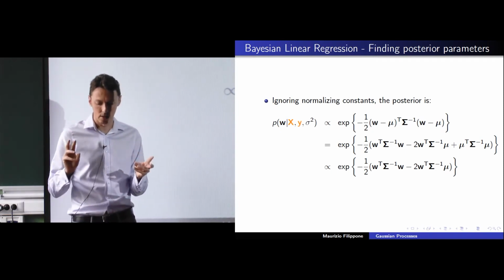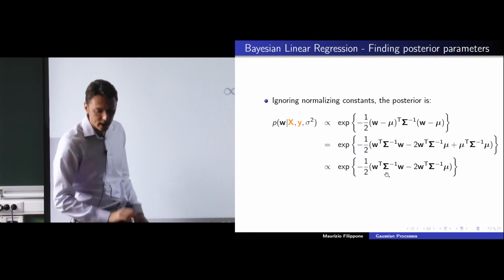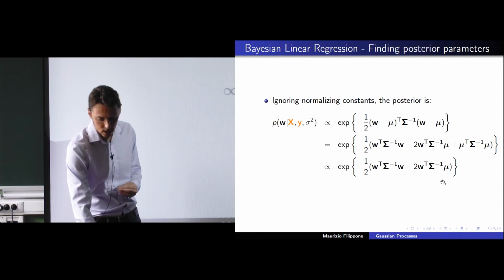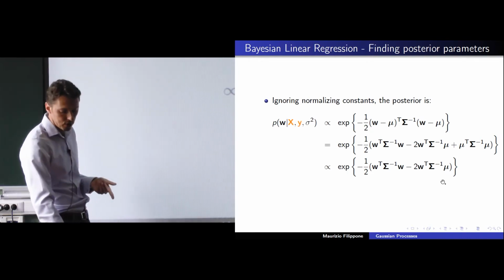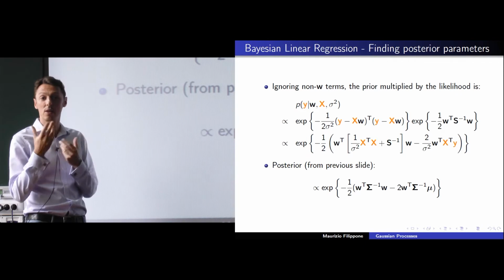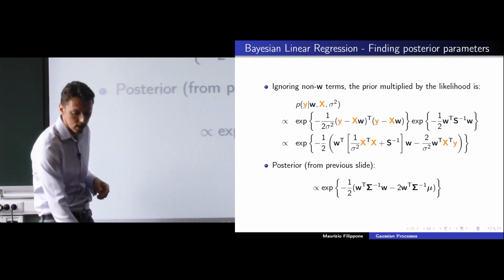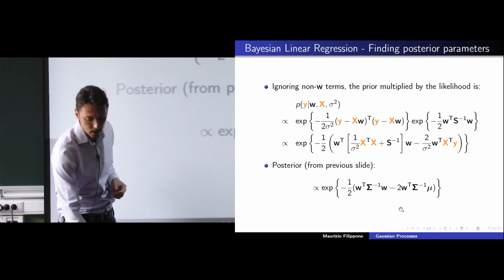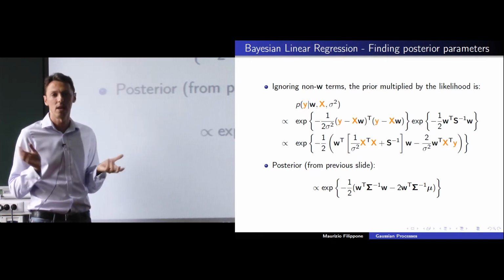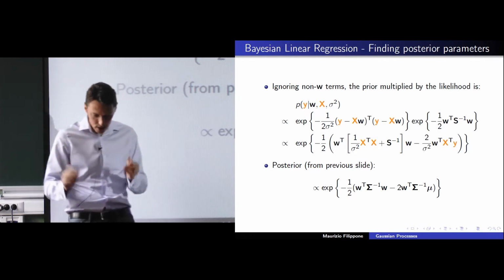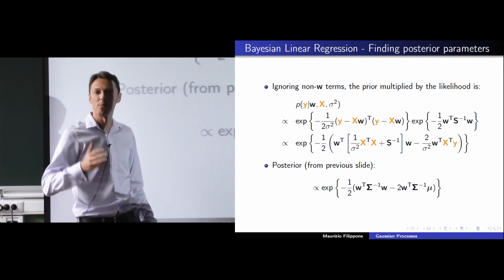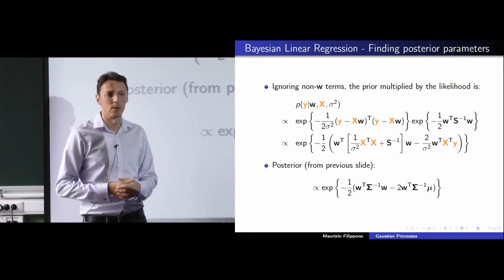I just expanded to show you what you get in the end. Ignoring any normalization constants, you get this quadratic form with W, and then this other quadratic form with W and mu. Now what you have to do is multiply the likelihood and the prior together and try to get something that looks like the posterior. So this is the posterior from the previous slide, and now I'm multiplying likelihood and prior. It's a simple exercise called completing the square. I'm going to skip the details; I'll leave them in the slides, which will be available after the presentation, for your own reference.